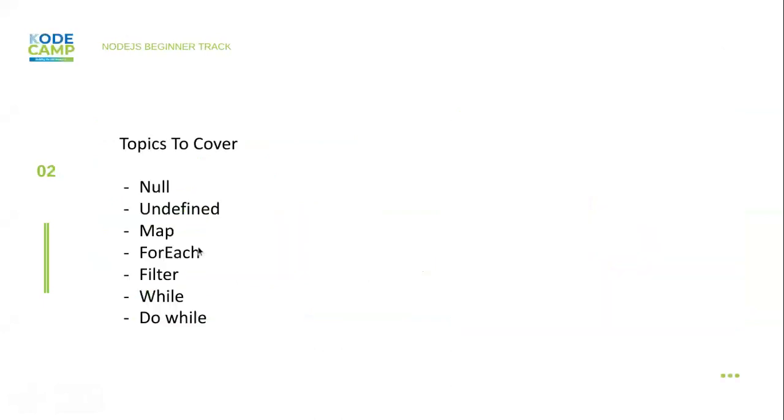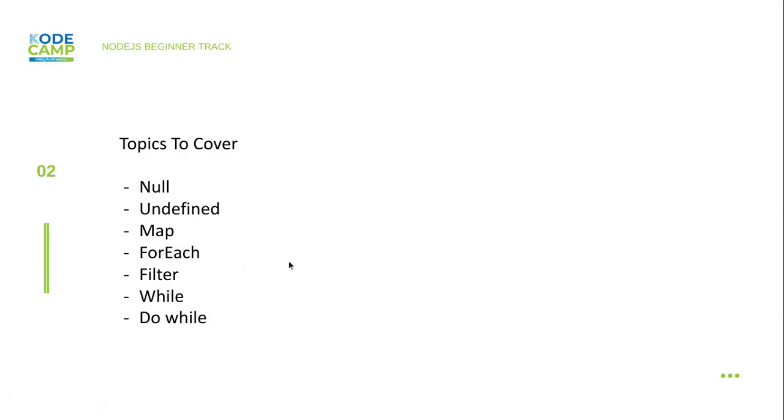So if you are going to look at it as a list, then this is it. These are all the topics we are going to talk about today, right? So we'll talk about null, undefined. What is the difference between null and undefined, right? Then this map is the array map, the map used for array, right? Then we'll talk about forEach. Then we'll see how we can filter an array, right?